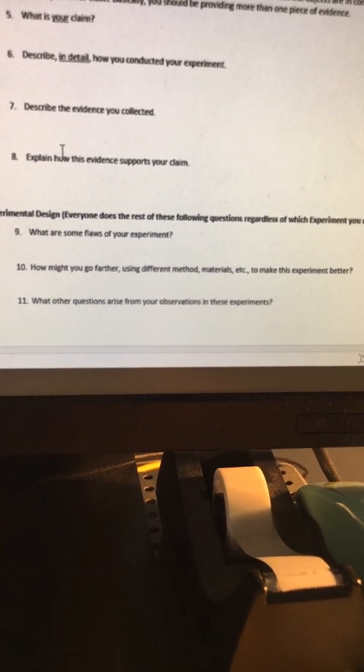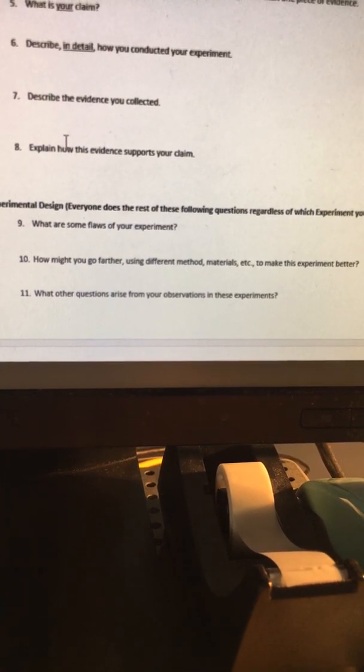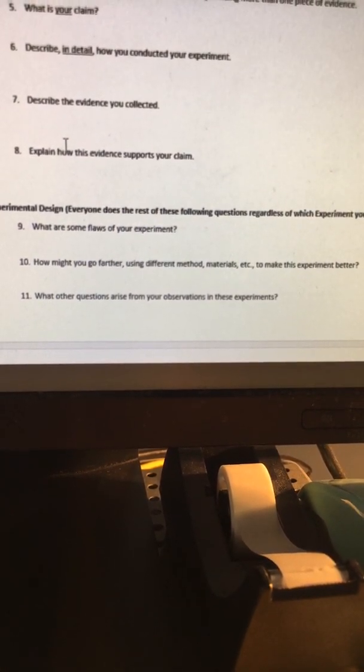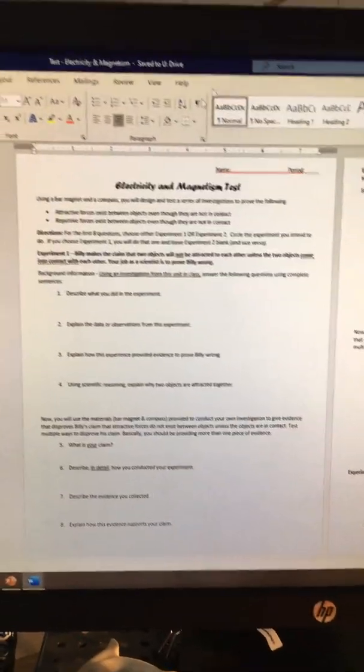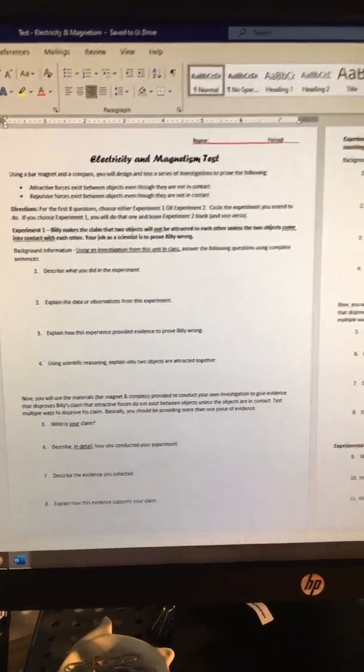Okay, and then question 11, what other questions arise from your observations in the experiment? Again, you guys can't say, I have no questions. You will not get that correct. Okay, so make sure you guys put some effort into thinking of a question from your guys' experiment. Okay, then I'm just going to go through these.